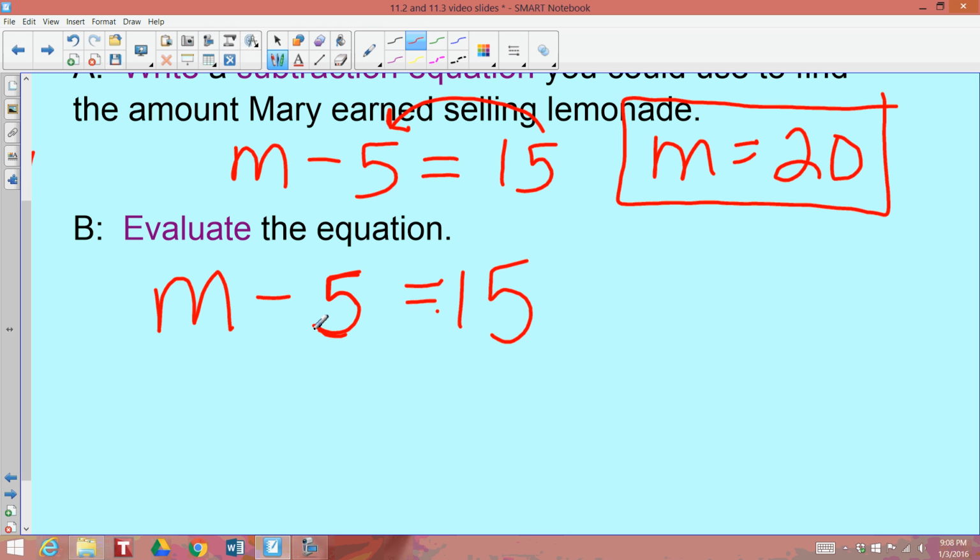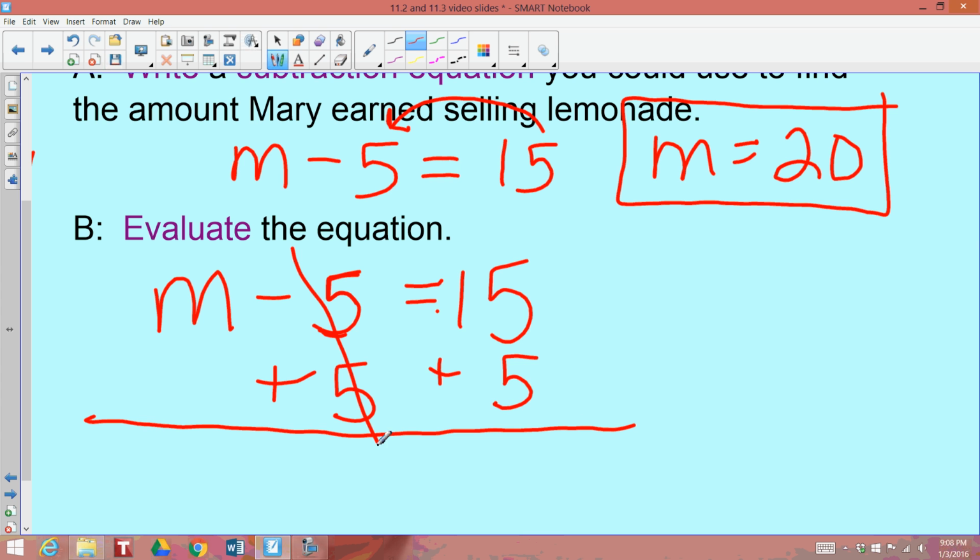So in order to do that, we need to do the inverse operation. So if I see subtraction, I know I'm going to use addition. I'm going to be adding that 5 to each side. These cancel out. M is equal to 20.